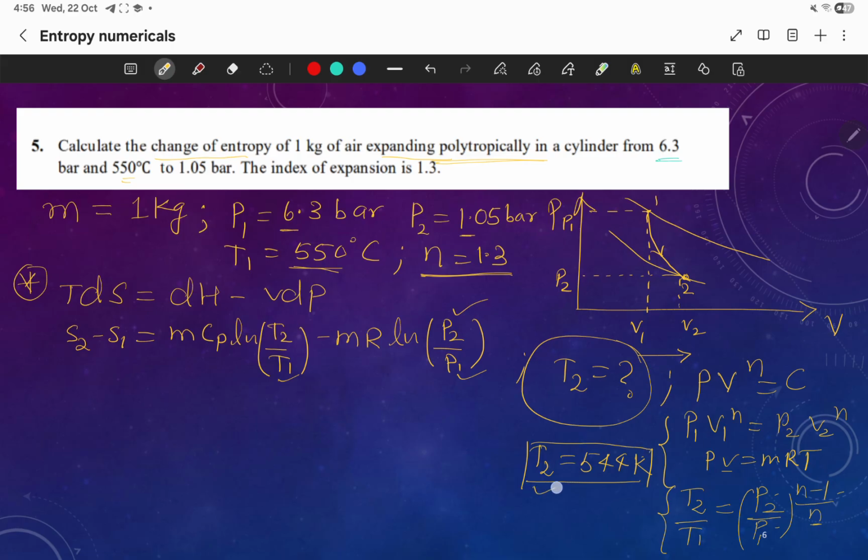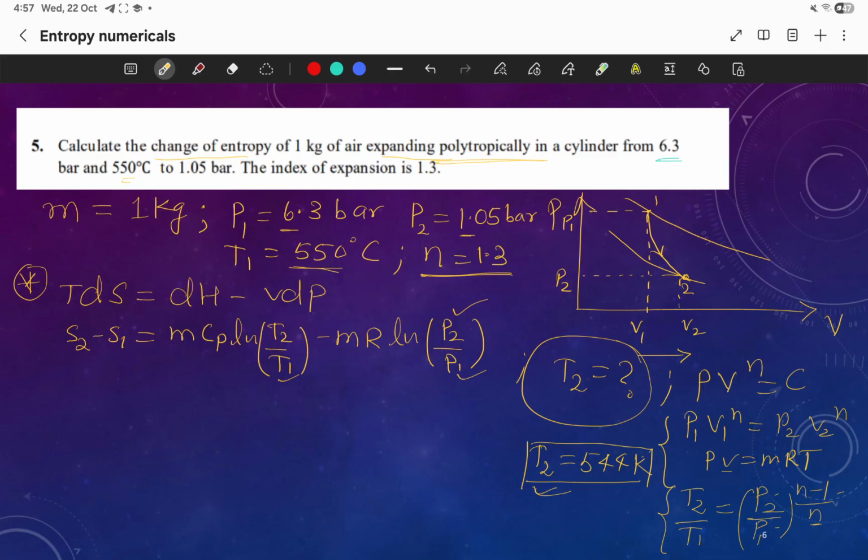If you are not able to find T2, then just message me or just ask me. Okay, so just in your calculator you put all the values. Here in your calculator you will get some function x to the power, that rectangle cube will be there. So you just put the n minus 1 upon n values there. Take n as 1.3. So we will get T2 as 544.